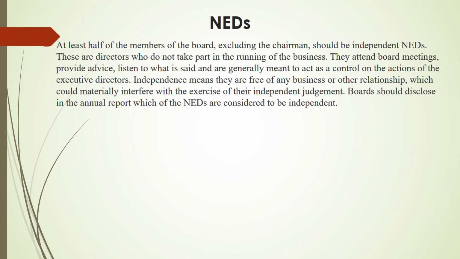So if they have any relationship in the business, what happens? Do you think they can give independent judgment? No, they cannot, because they will be materially affected. It will interfere with their exercise of independent judgment. They'll be influenced. So companies should disclose in the annual report which of the non-executive directors are considered to be independent. That has to be disclosed. There might be many non-executive directors, but not all of them are independent.